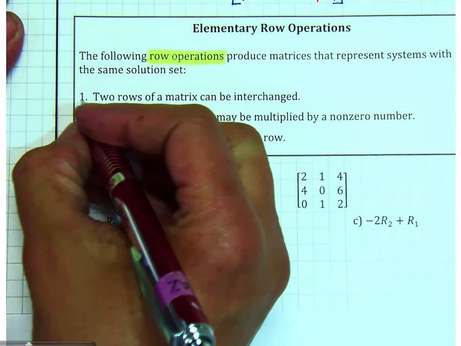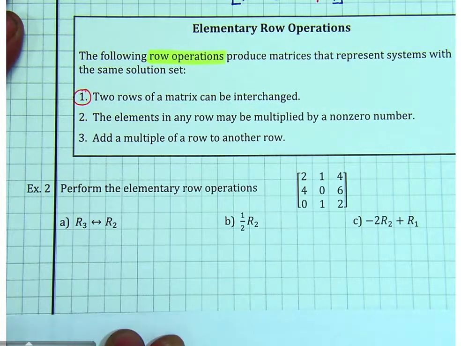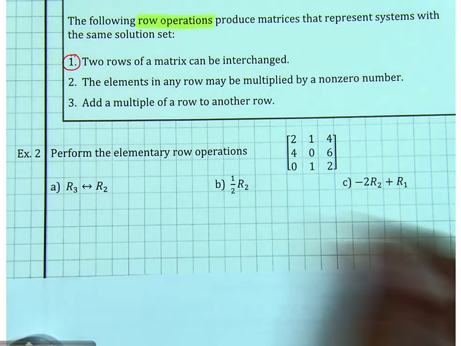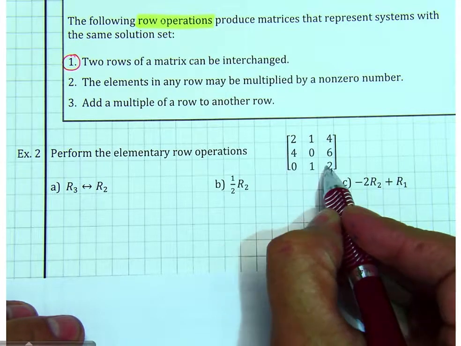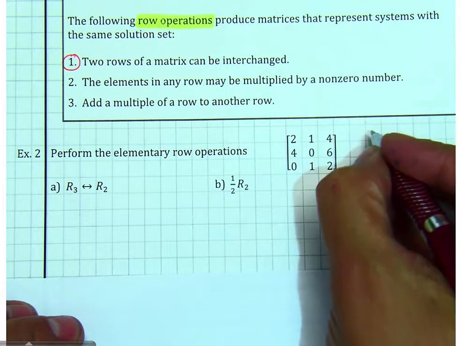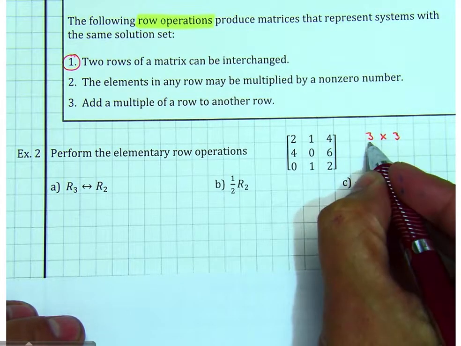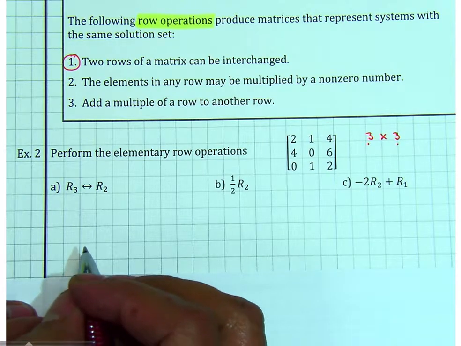The first 2 rows of a matrix can be interchanged, and that'll be on example 2a. So we have a matrix. This is called a 3 by 3, so we have 3 rows and 3 columns. So therefore this is a 3 by 3. We do the rows first and the columns next.